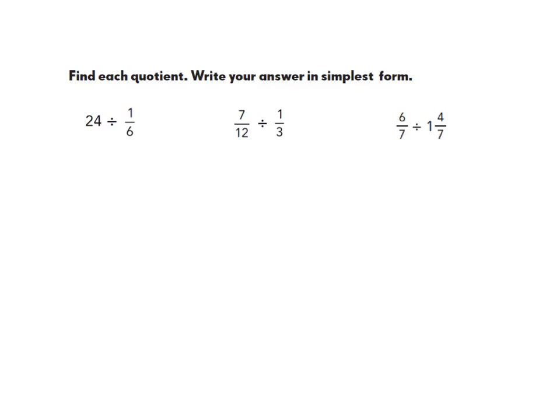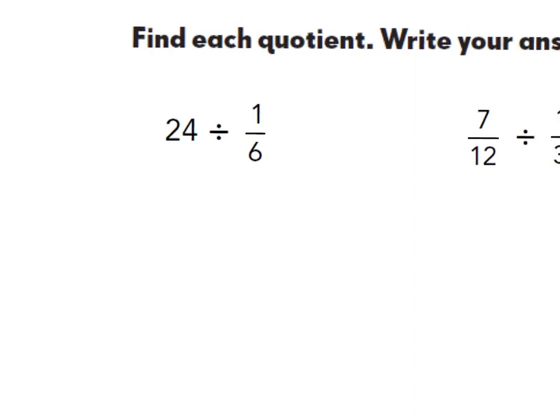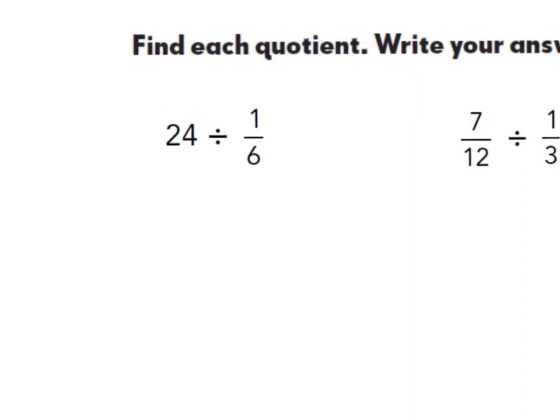Let's look at the first one, 24 divided by 1/6. 24 divided by 1/6 is the same as 24 over 1 divided by 1 over 6, or 24 over 1 multiplied by its reciprocal, which is 6 over 1. If I multiply 24 times 6, it'll give me 144 over 1, and my answer to this one is 144.